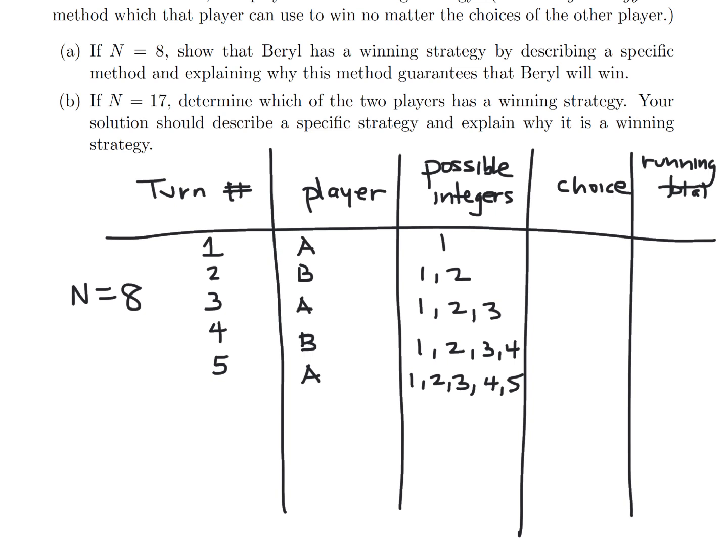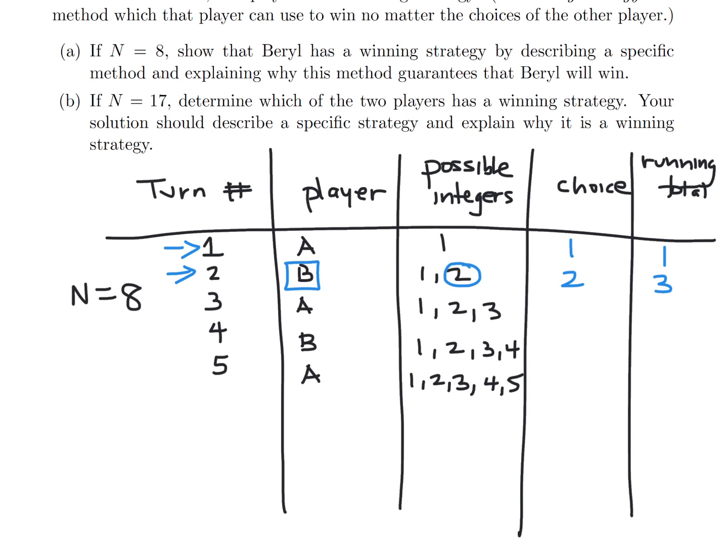So the first turn, there's only one possible choice, so not much really to decide there. That's the only choice that Alphonse has. Second choice. Beryl, this is where his strategy kicks in. He wants to choose 2. So that is what he does. He's going to choose 2, and therefore the running total becomes 3.